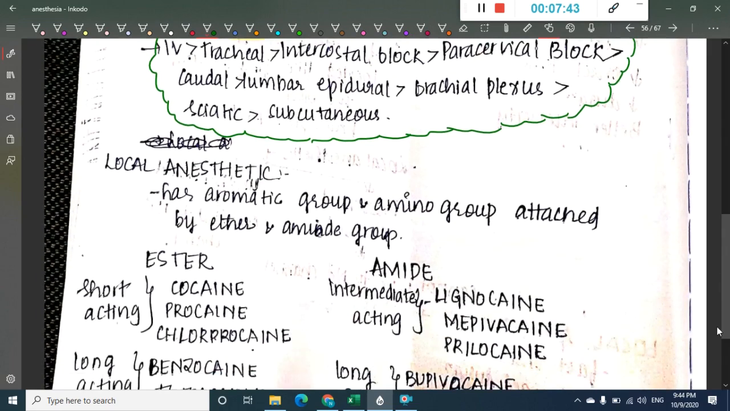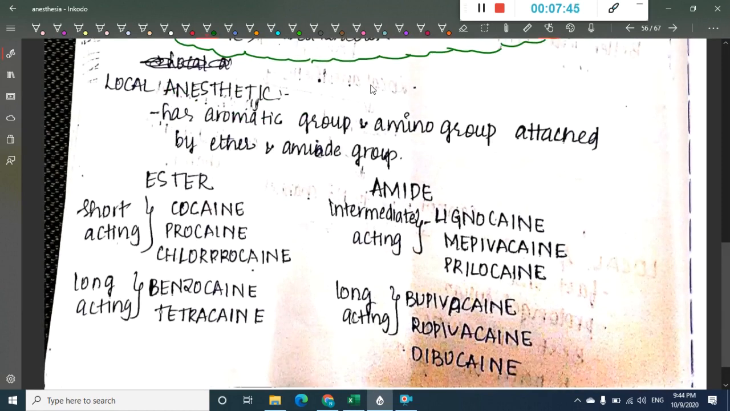Then we will see the drugs which are used as local anesthetics. A local anesthetic has an aromatic group and an amino group. This aromatic group and amino group are both attached by an ester or amide group. So we can divide the whole local anesthetics into ester groups and amide groups.